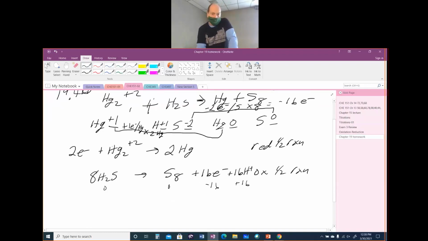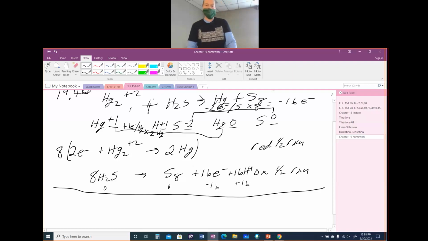All right, so now when we add them up, we have to make sure that electrons gained equal electrons lost. And so we have 16 electrons lost. In order to get 16 electrons gained, we have to multiply that through by 8. And so now we have 16 electrons, we have 8 Hg2 2 plus, and we have 16 Hgs. And so we subtract the 16 electrons from both sides. Electrons will never show up in the overall reaction.